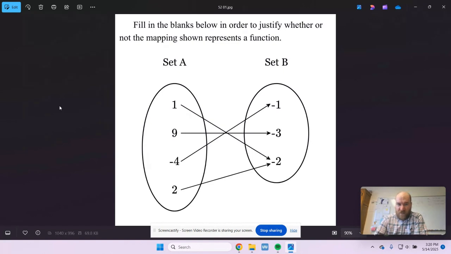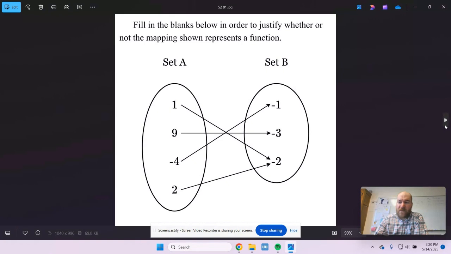So in this picture here I have set A and set B. And if something is a function, that means that every input, which in this case means where the arrows are coming out of, only ever creates one output. So if we look at the 1, the 9, the -4, and the 2, we can see that all those numbers on the left only have one out. There's only one arrow coming out of them. That means that this is a function.